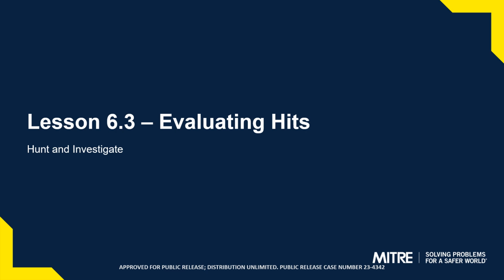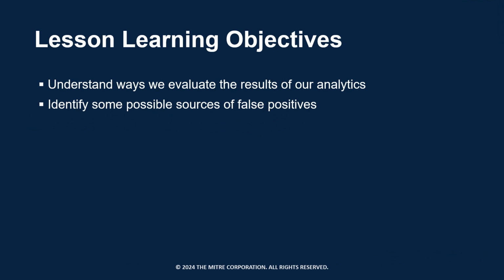Okay, now that we've found some outliers, let's talk about what to do with those results. By the end of this lesson, you'll understand what to do with the outliers we had previously identified, as well as some things to consider when evaluating results. You'll also be able to identify possible sources of false positives that we may have to look for in this step of the process.